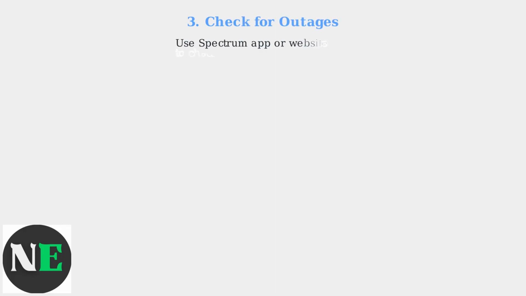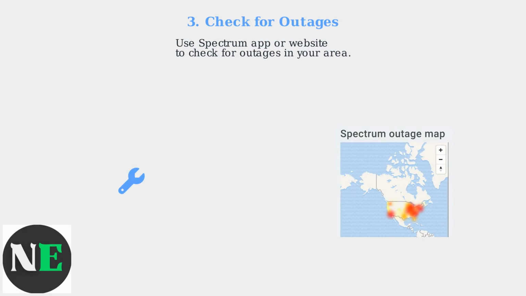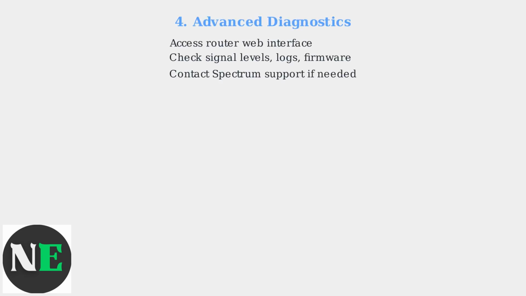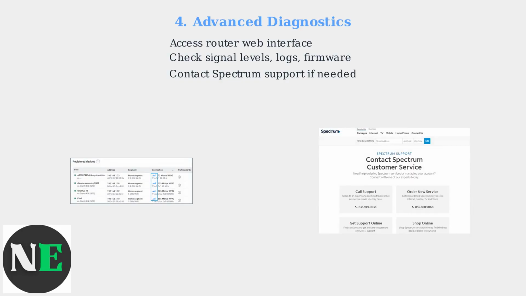Third, check for outages. Use the Spectrum app or website to see if there are reported outages in your area that could cause the blinking red light. Fourth, perform advanced diagnostics. Access your router's web interface at 192.168.0.1 to check signal levels, logs, and firmware updates. If issues persist, contact Spectrum support for help.